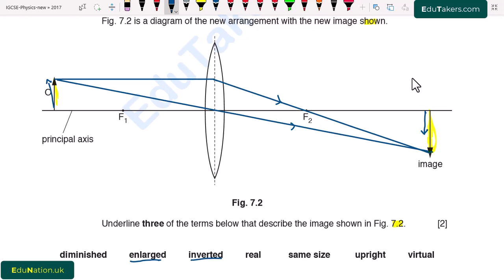And the last thing is that this image can be projected onto the screen. So it's a real image. Here it is real. So these are the properties of the image formed when the object is placed behind the focus point.